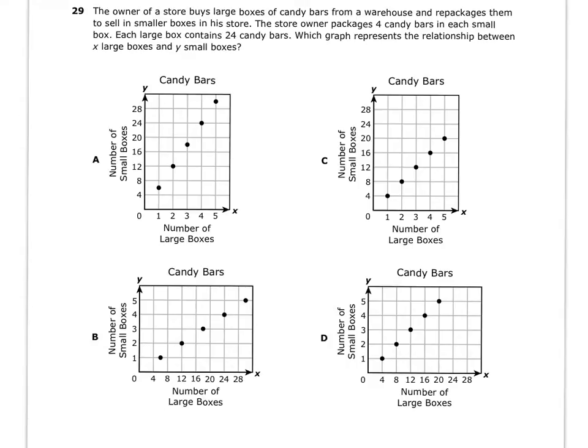Okay. So what we see is that he puts 4 candy bars in each small box. And each large box contains 24 candy bars. So if he has one large box, it looks like we have the same amount as if it was 6 small boxes. Well, 6 times 4 is 24, and 1 times 24 is 24.